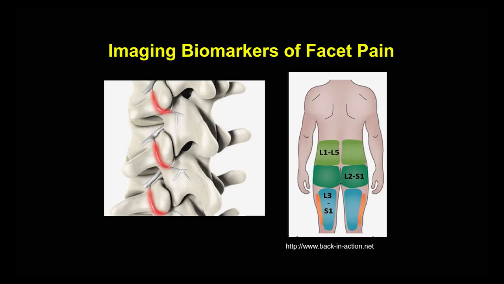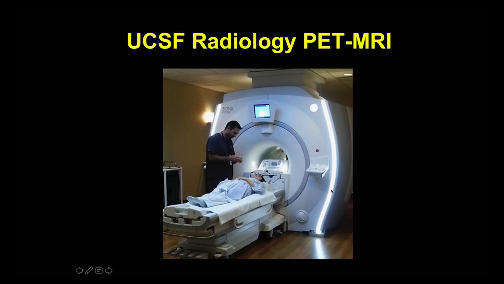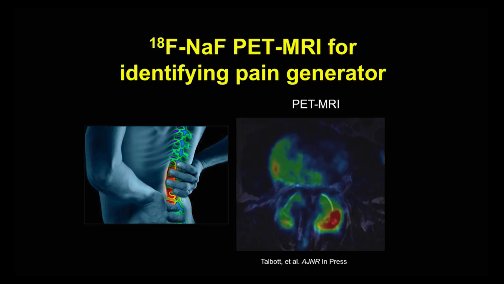It would also be very helpful to identify an imaging biomarker of facet pain. As Dr. Chin showed, facet pain can lead to back pain that can also be referred down into the buttocks or back of the legs. Sometimes in older patients who may have disc disease, facet arthritis, and spinal stenosis, it's not clear as to what's causing the pain. So researchers here are using advanced imaging modalities such as PET MRI to also help identify biomarkers of facet pain.